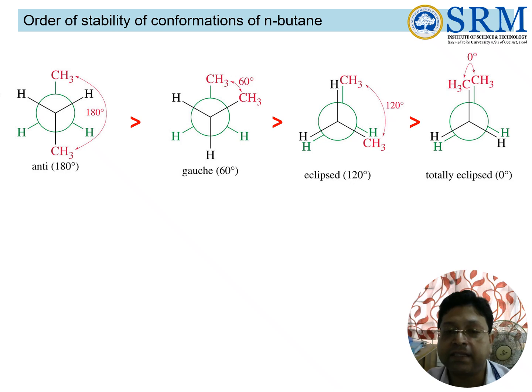So as we discussed in the previous slide, this is the order of stability of conformations of n-butane. The anti is more stable than Gauche, then eclipse where methyl hydrogen, that means the dihedral angle is 120°, and the least stable is the totally eclipsed. In totally eclipsed, the dihedral angle is 0°. Okay, so this is the order of stability. This is more stable, this is the least stable.